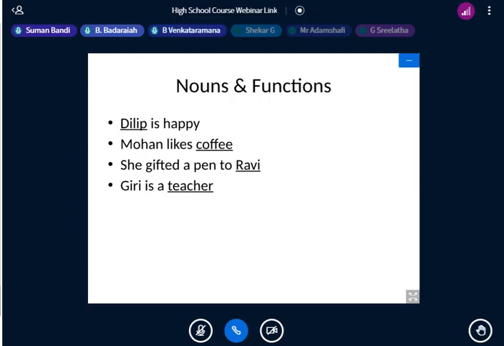Next, second sentence. Object. This is another function: object of the verb. That's right. Third sentence. Object of a preposition. Yeah, indirect object. Whenever a noun follows a preposition, you can treat it as indirect object. So direct object, indirect object.